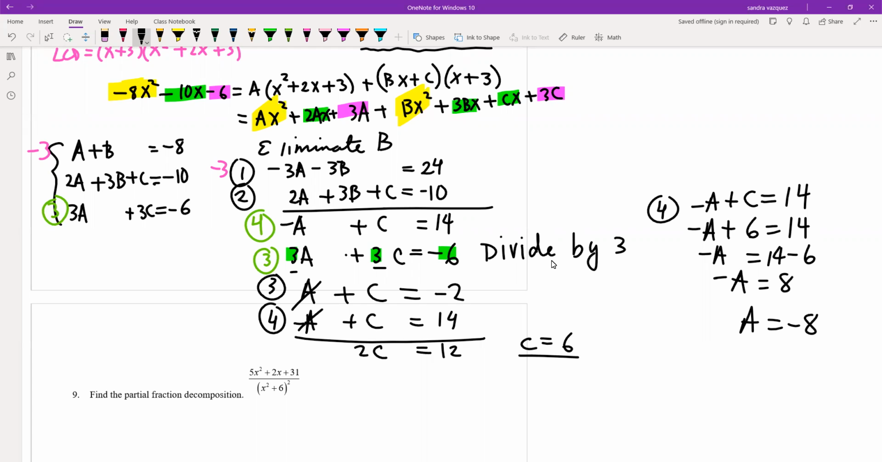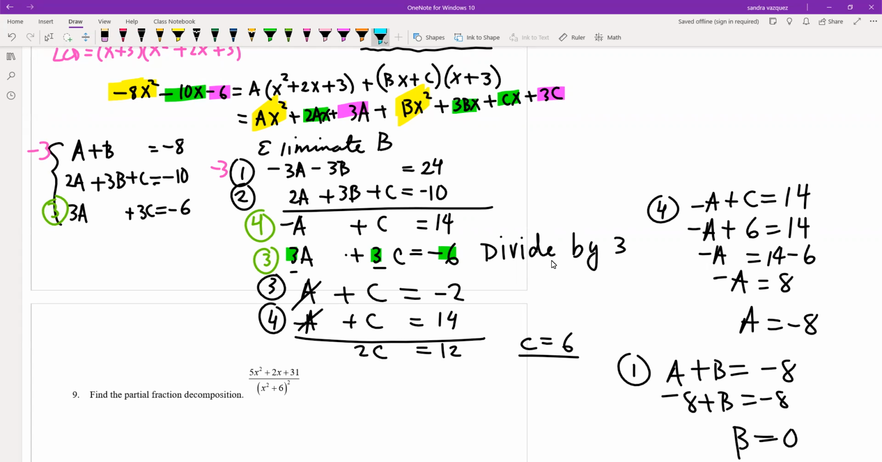And so then we have A and C. I'm going to go back to equation 1. A plus B is equal to a negative 8. So this is negative 8 plus B, it's equal to a negative 8. B is equal to 0.